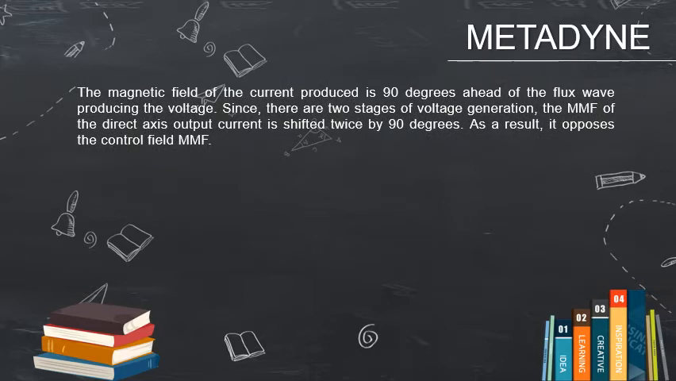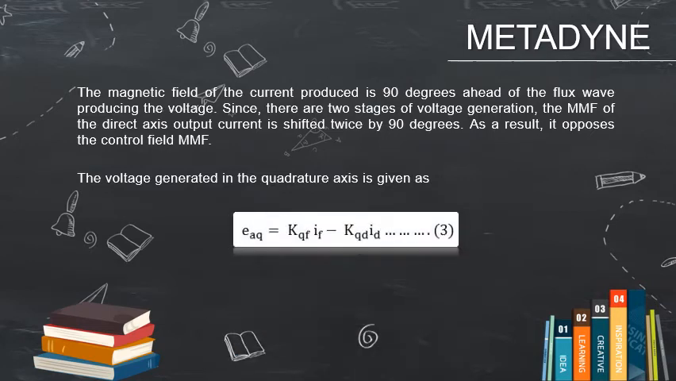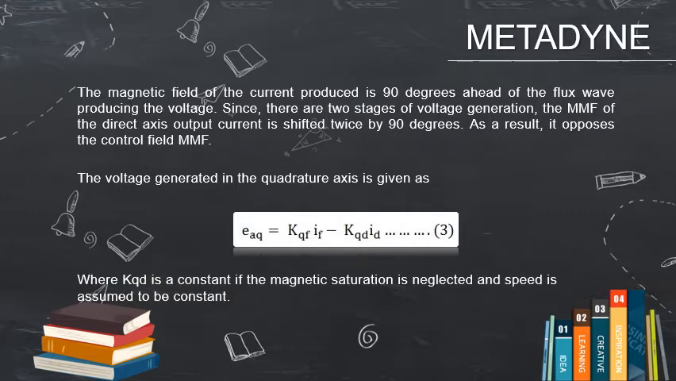The magnetic field of the current produced is 90 degrees ahead of the flux wave producing the voltage. Since there are two stages of the voltage generation, the MMF of the direct axis output current is shifted twice by 90 degrees. As a result, it opposes the controlled field MMF. The voltage generated in the quadrature axis is EAQ is equal to KQF into IF minus KQD into ID. This is equation number 3, where KQD is a constant if the magnetic saturation is neglected and speed is assumed to be constant.